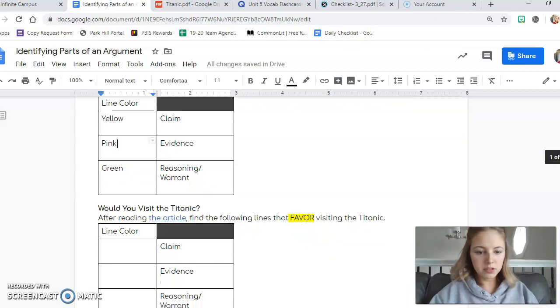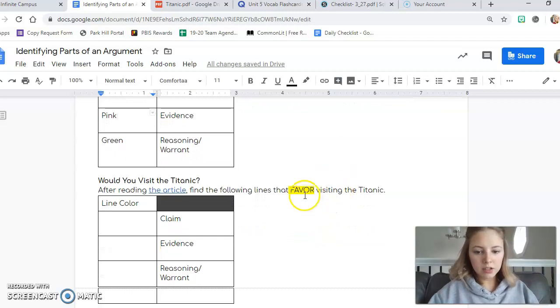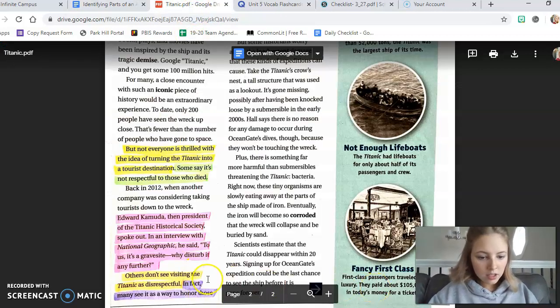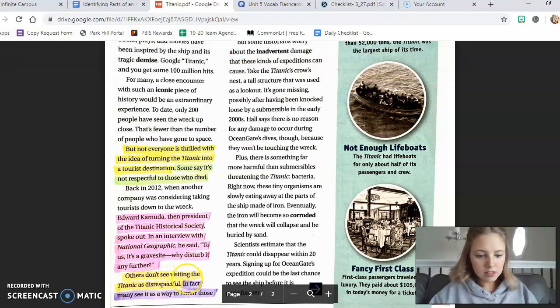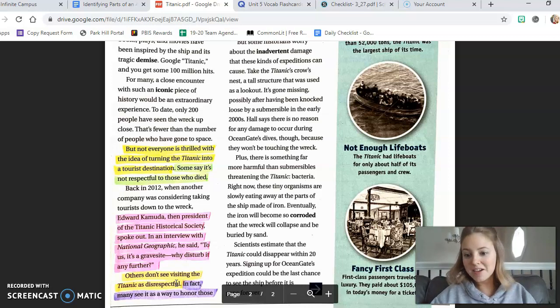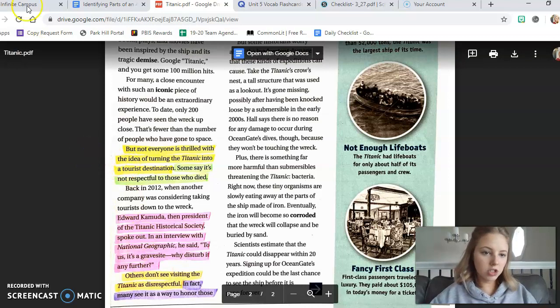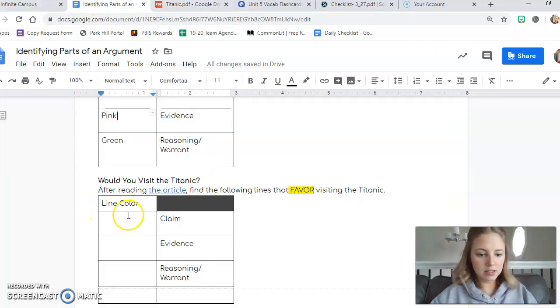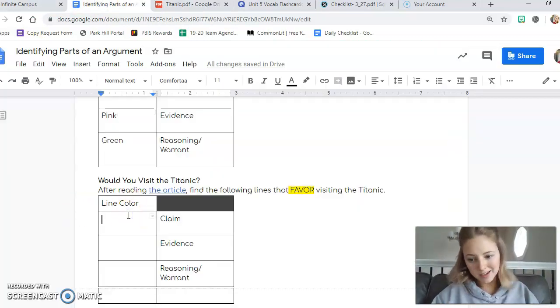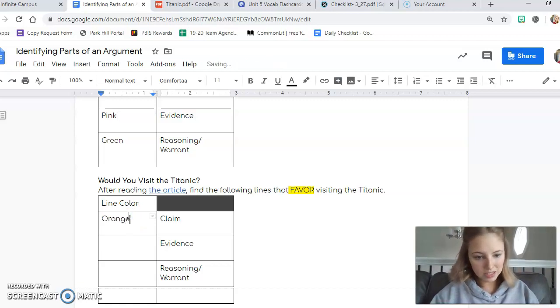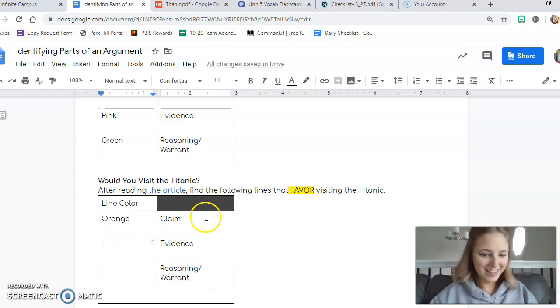Okay, moving forward. Now we take a look at where they talk about those that are in favor of visiting the Titanic. It says others don't see visiting the Titanic as disrespectful. There we go. That's a pretty firm statement of now we're going to talk about why people think it's okay to visit the Titanic. So that asserts the position right away in that one sentence. It's very clear. It kind of looks like yellow. If you wrote yellow, it's fine, but it is orange. They look very similar.